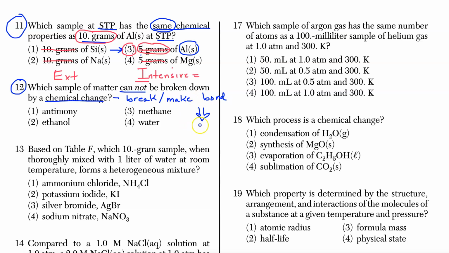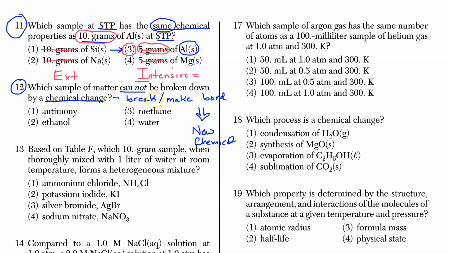A substance is either a compound or free elements. So you make a new chemical formula. Anytime a new chemical formula appears, it's a chemical change. Now, if we look at these choices, which one cannot be broken down? Which one can you not break the bonds?